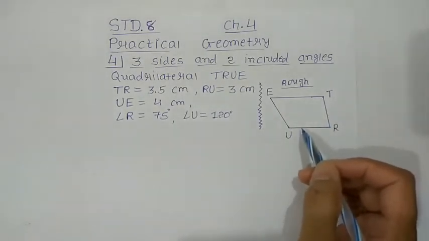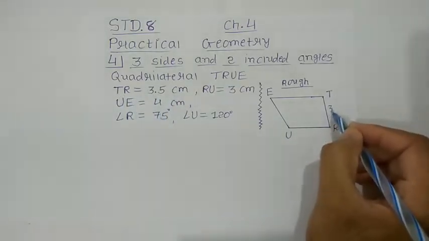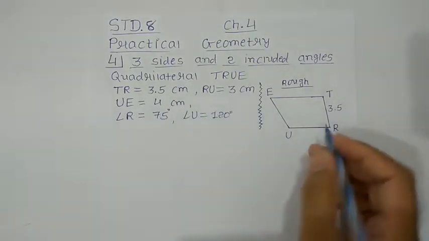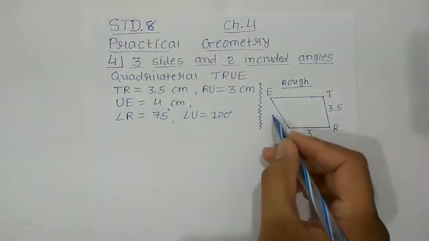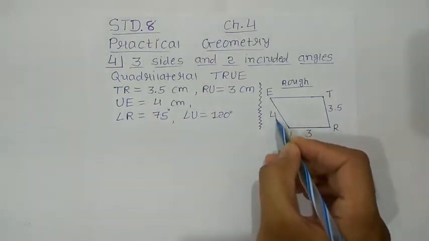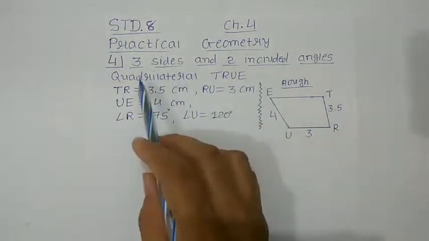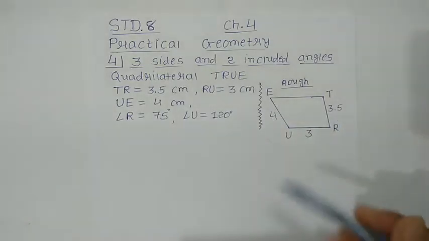So first of all we have given the side TR, that is 3.5 centimeter. RU is 3 centimeter. UE is 4 centimeter. Now you understand the meaning of these three sides. The three sides we have given, all the three sides are adjacent sides.